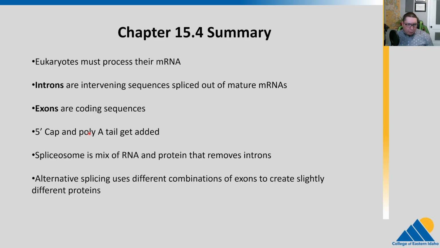So eukaryotes need to process their mRNA. One of the big things is splicing. So we're removing the introns, the intervening sequences, they get spliced out. Then we have the exons, the coding sequences get stuck together. We add a 5' cap to that and a poly A tail. The spliceosome is this mixture of RNA and protein that removes those introns. And we see alternative splicing uses different combinations of exons to create slightly different proteins.